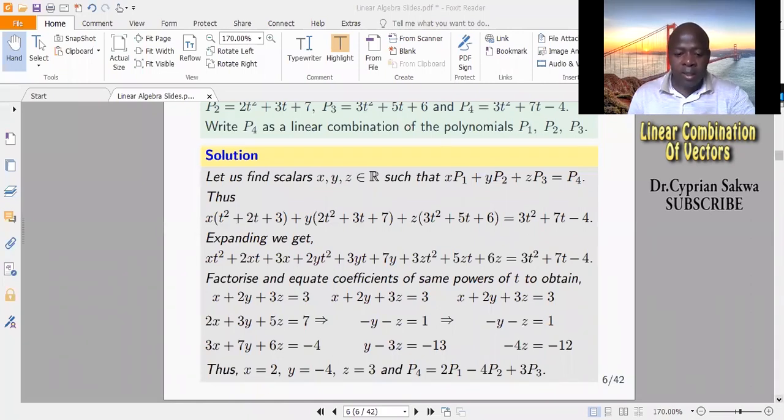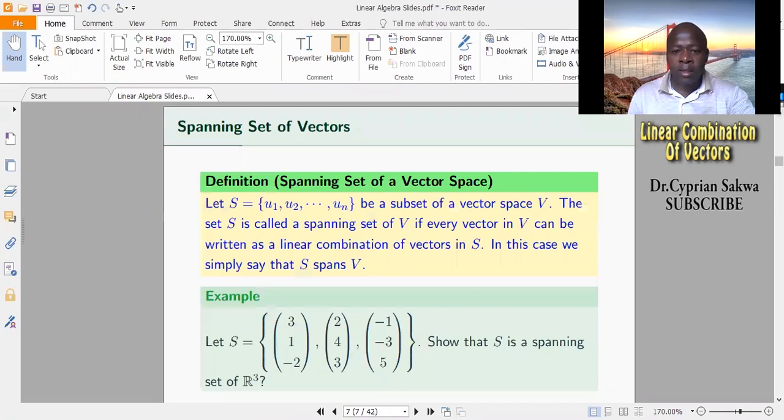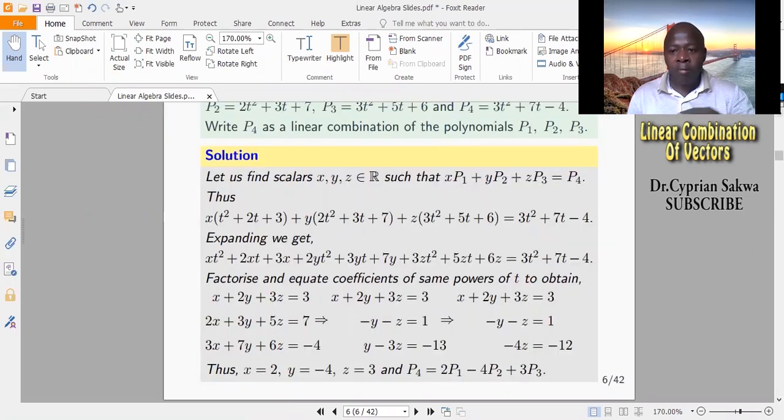So it's very easy writing a polynomial as a linear combination of the other polynomials. Even matrices can be written as a linear combination of other matrices. So the knowledge of a linear combination is very easy. You just go through the examples that we've already gone through, and you will see how easy it is.